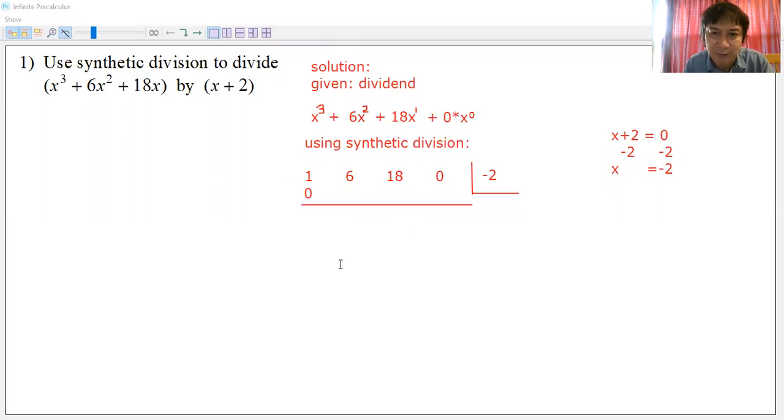Now, if you start the process, you begin by adding the 1 to the 0, which is actually, of course, 1. And then now we get the product. So it's 1 times this number, the -2. So 1 times -2 is -2, and you're going to place that number below the number 6, the next number.